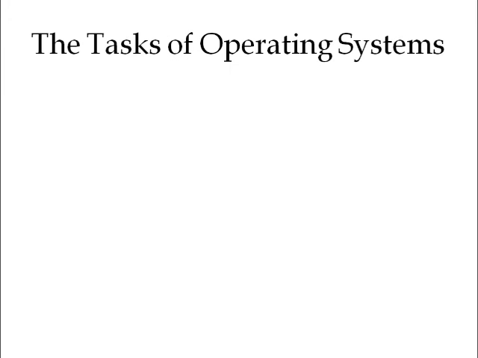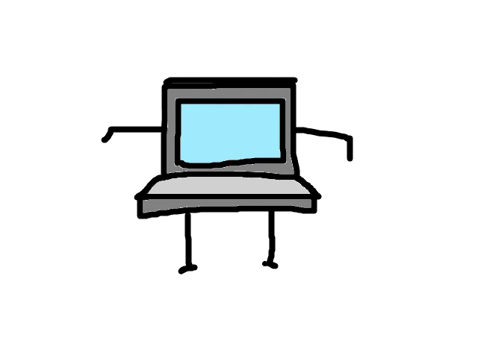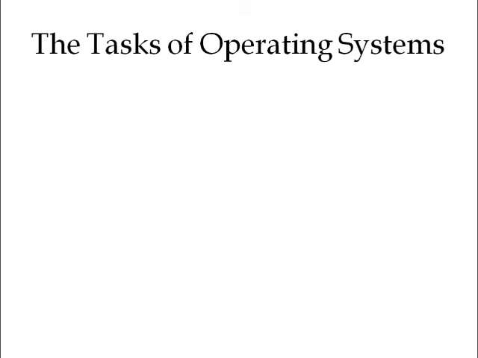The tasks of operating systems. An operating system is low-level software used to perform daily tasks. Windows, Mac, and Linux are all examples of operating systems. An operating system has a number of jobs to do.